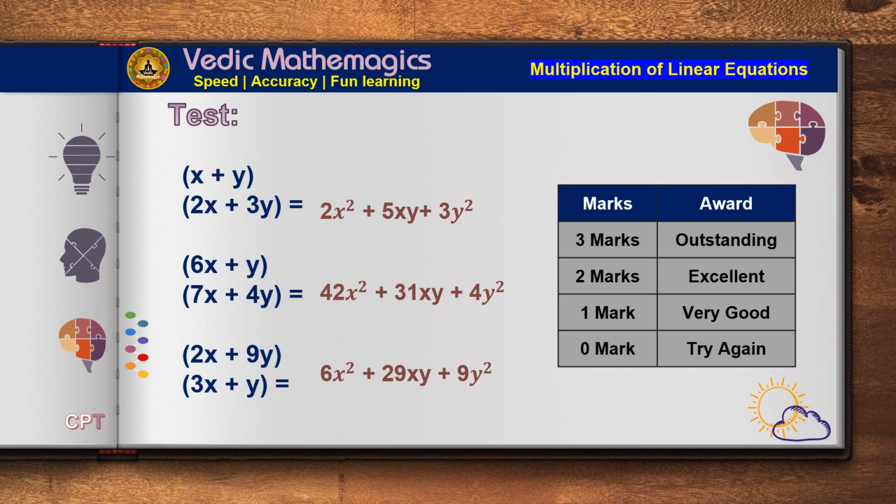Those who got 3 out of 3, outstanding. 2 out of 3, excellent. 1 mark, very good. And those who got 0 marks, they have to see this video once again and they have to calculate.